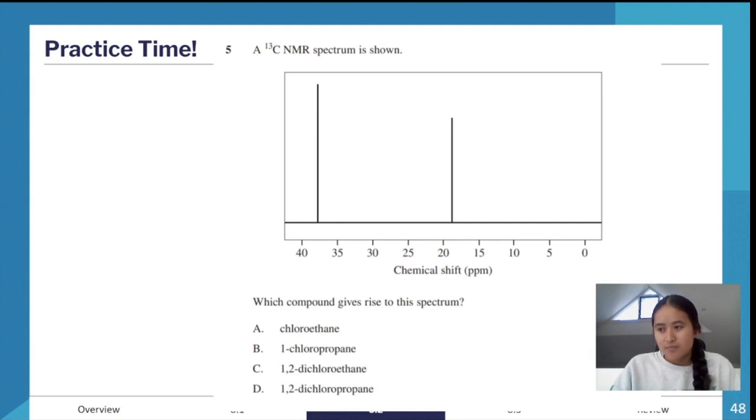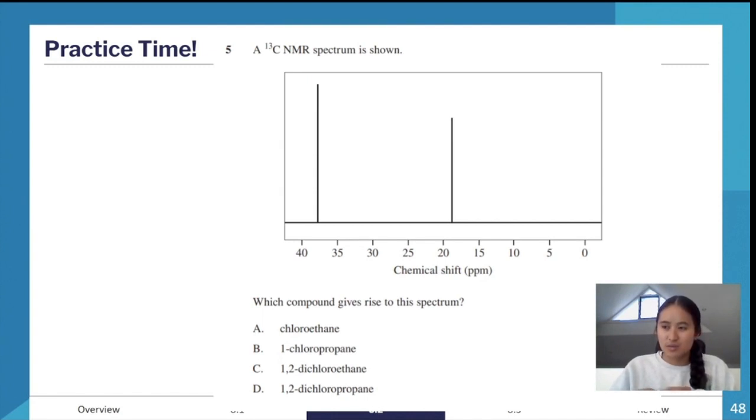If we look at D, 1,2-dichloropropane, this would be three different carbon environments. So that is also out of the question. If we look at chloroethane, you have the two C's, and one of them has chlorine on it, and the other one is just full of H's. That has two unique carbon environments, because one carbon has a Cl attached, and the other carbon just has three H's attached. So that's in the running.